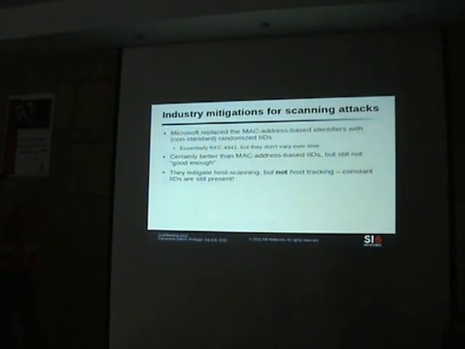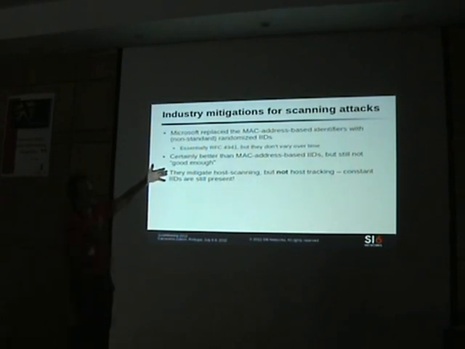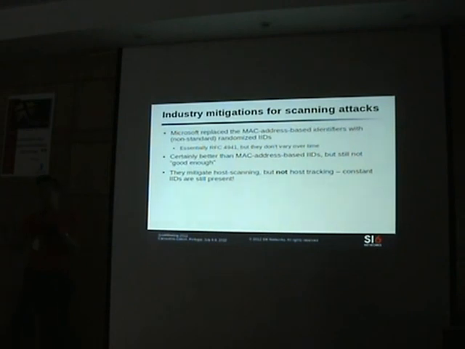Of course, the benefit of that is that in that case, you cannot really assume, for example, that the IEEE OUI is going to be some specific value because they are randomizing that one. So from the point of view of scanning attacks, this is a good approach to mitigate that. But we will see later that this scheme still keeps problems with host tracking. That is something that we will discuss in the next few slides.